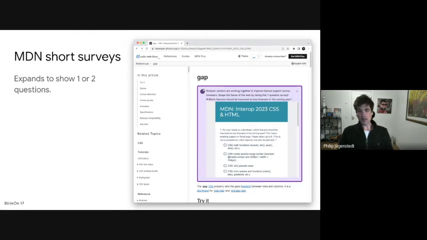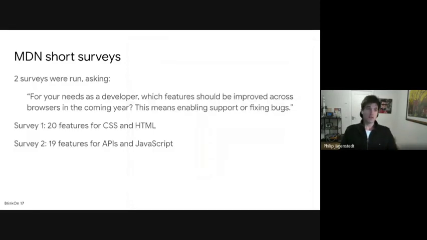And we did one survey like this for the features that are in CSS land, and another one for the proposals that are more about APIs or JavaScript. As I said, we had 87 proposals in total, so we couldn't fit all of them into either of these. I think 39 ended up included in one of them in the end.